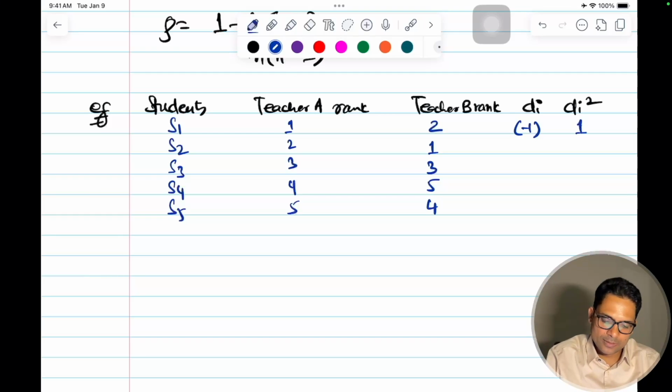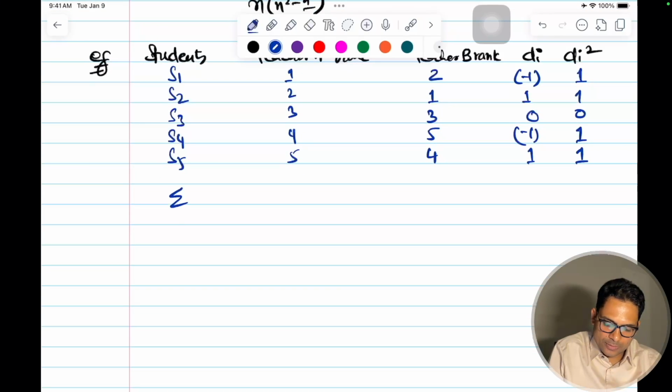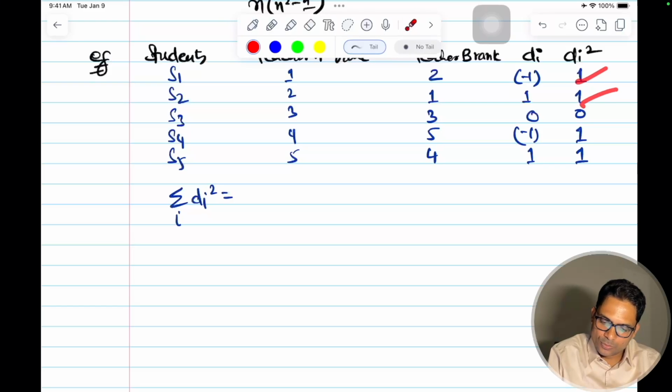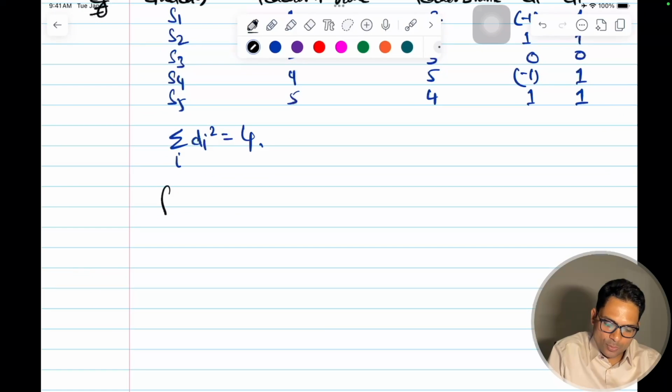and di square is 1. 2 minus 1 is 1, 1 square is 1. 3 minus 3 is 0. 4 minus 5 is minus 1, and minus 1 square is 1. And 5 minus 4 is 1, 1 square is 1. So the summation over i of di square is the sum of all these: 1, 2, 3, 4, equal to 4.